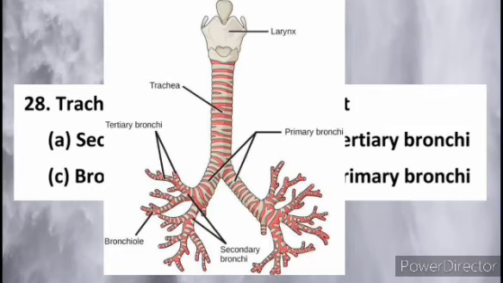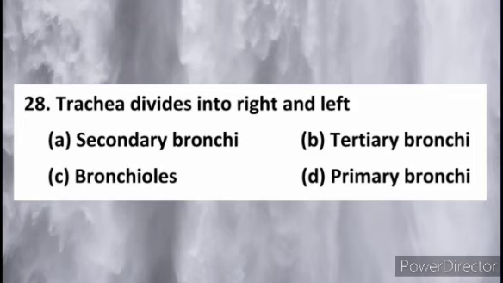So trachea, primary bronchi, secondary bronchi, tertiary bronchi, bronchioles, alveoli. So this is the way. Okay, this is the pathway. So here for the question, trachea divides into right and left dash. The answer is primary bronchi.